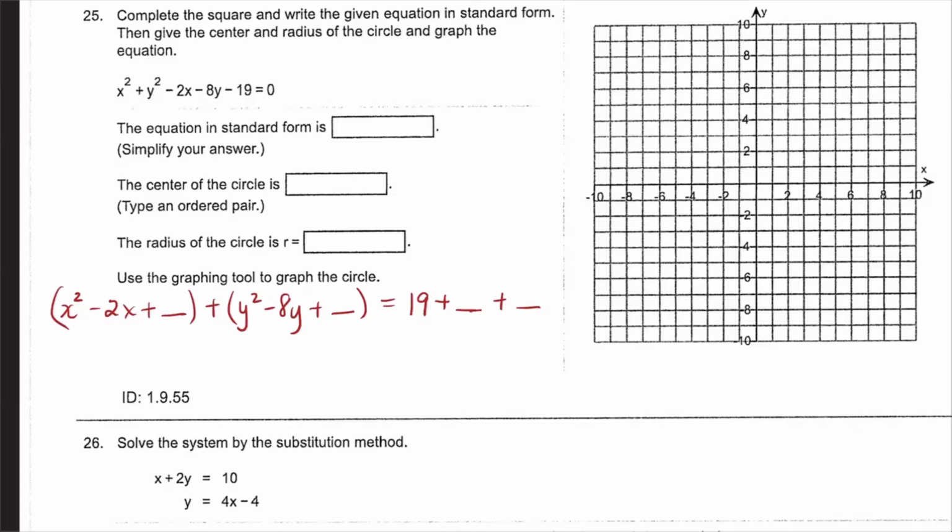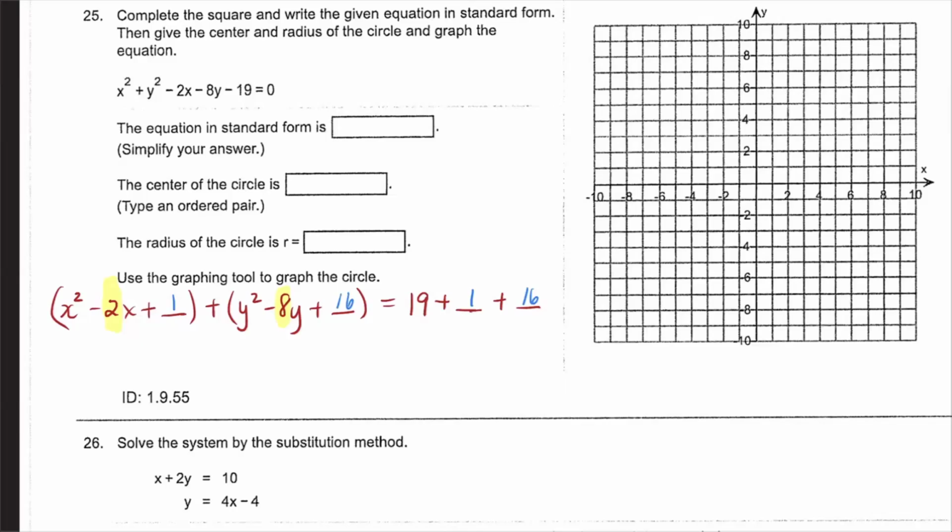So how do we complete the square? Take half of the coefficient of this middle term, the x term, and then square it. Half of 2 is 1. 1 squared is 1. So I'm adding a 1 to both sides. Then take half of this 8, or even negative 8. It's going to be a 4, and square it. It's going to be a 16. So we're adding 16 to both sides.